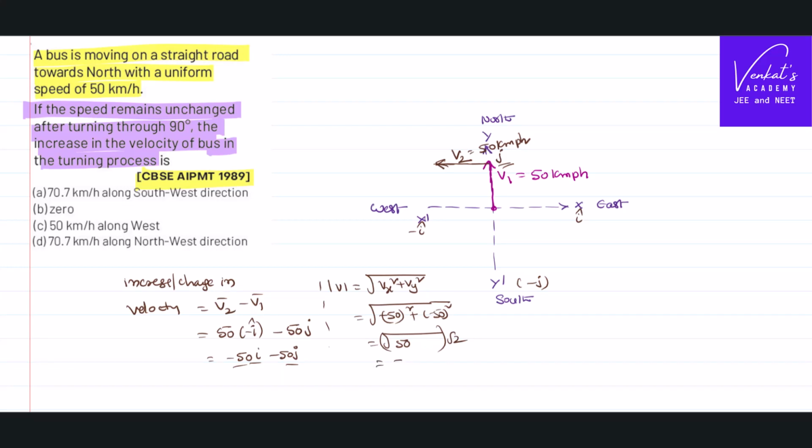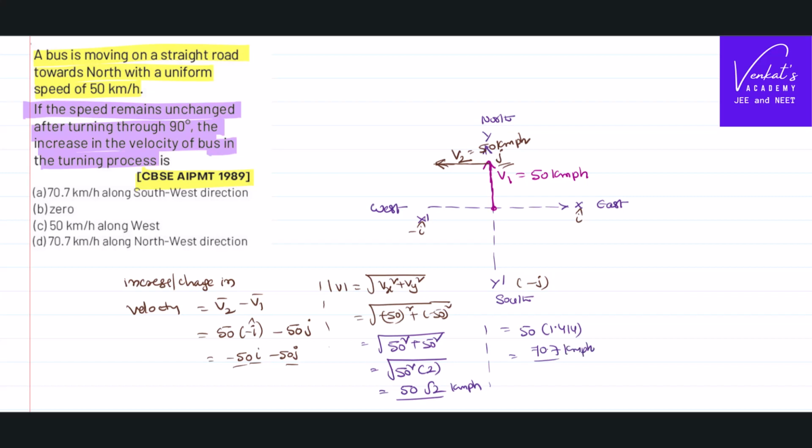Let me just calculate it for the sake of clarity, just to tell you what I mean to say. This is root of 50 square plus 50 square. If I take 50 square common, 1 plus 1 is 2. So 50 square out of the square root is 50. So the answer is 50 root 2 kilometer per hour. The value of root 2 is 1.414. If you multiply, I will get 70.7 kmph.